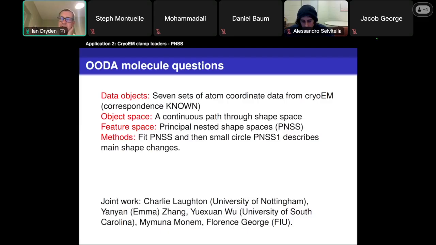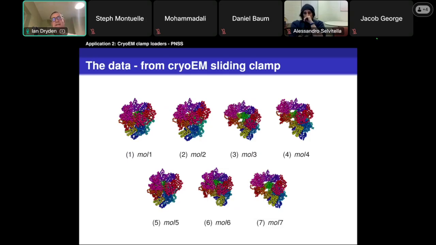We did also in the previous one, at the beginning, register everything, but here we do a bit more registering at each stage. So we're going to fit this PNSS. Charlie Lawton is the person who motivated this and gave us the data and told us about the problem, and colleagues from Florida International have also worked on aspects of this. So I'm showing the data again.